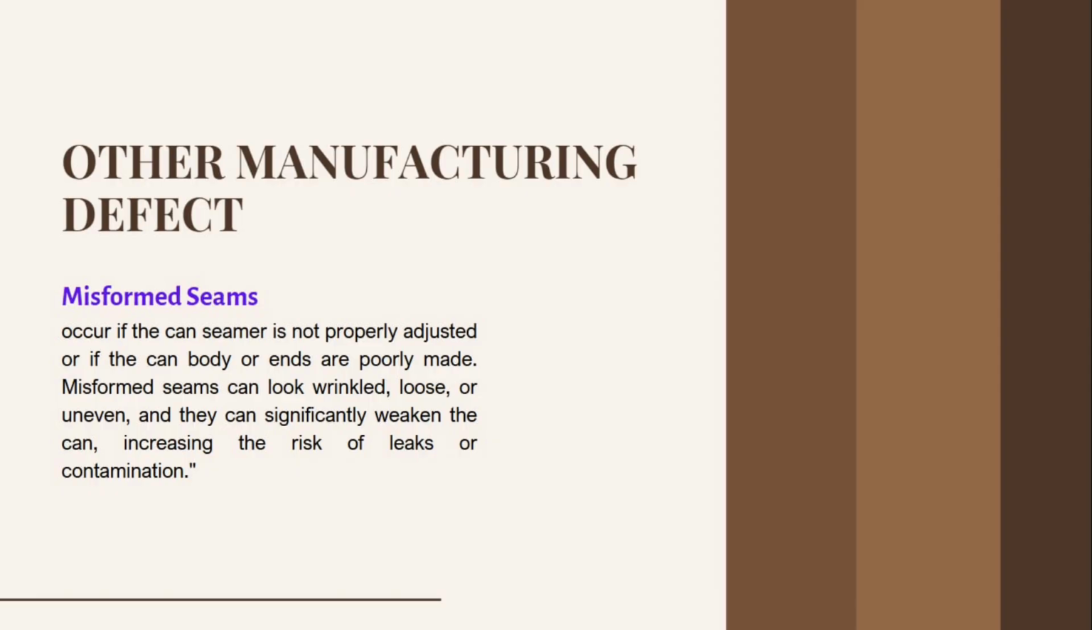leaks or contamination. Seam formation is a complex process that requires precise control of metal thickness, alignment, and also pressure. Any misalignment or inconsistency can lead to misformed seams, which can significantly weaken the can structure. So regular maintenance, operator training, and also detailed seam inspections are crucial to avoid these defects.